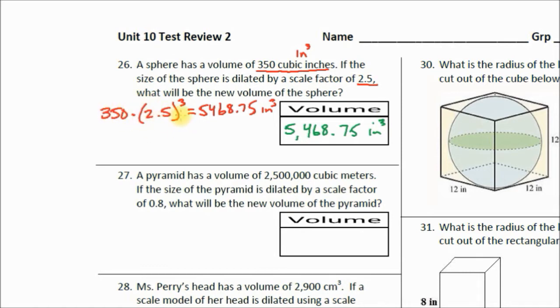You might ask the question, why do I put that in parentheses? Because I never want to get confused and think this is 5 cubed. Some students will not put it in parentheses and say, oh, 350 times 2 times 5 cubed. So I put it in parentheses to let you know that whole number there, 2.5, is being cubed.